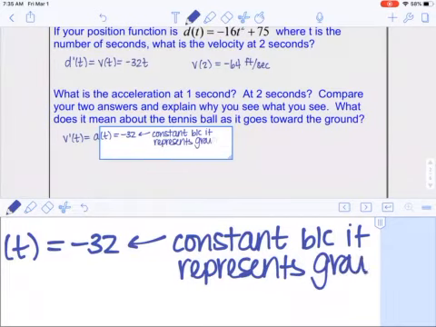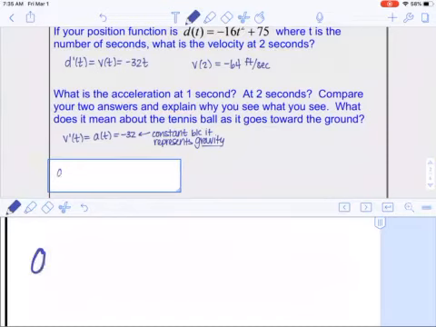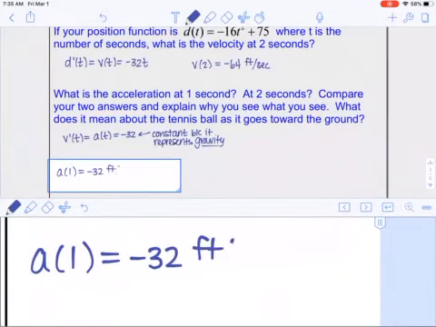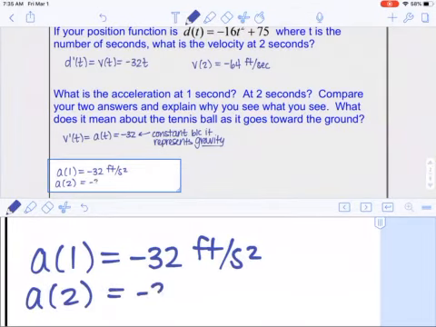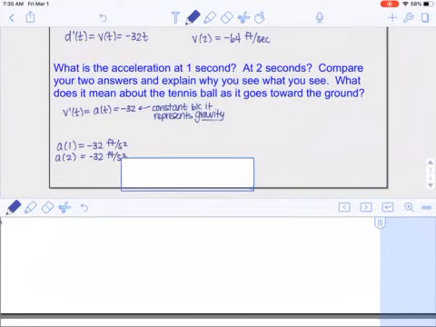Sorry about that interruption. Okay, so because it represents gravity, if I'm looking at 1 second, it's negative 32, again with labels, feet per second squared. If I'm looking at 2 seconds, it's negative 32 feet per second squared. And in fact, this will be constant the entire time, again, because it represents gravity on the ball.